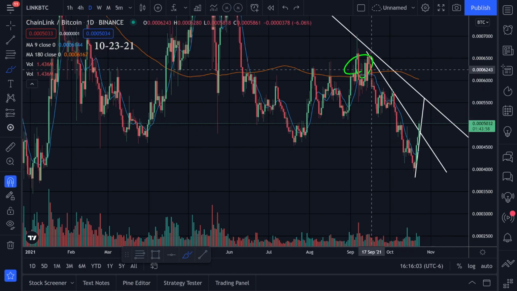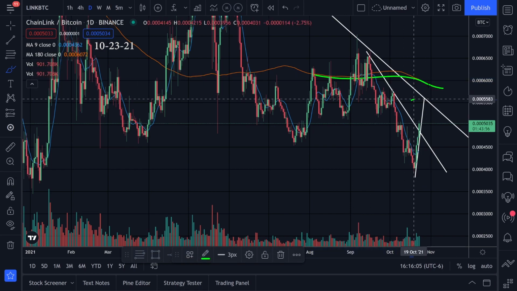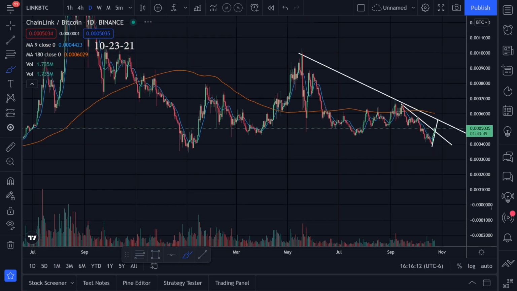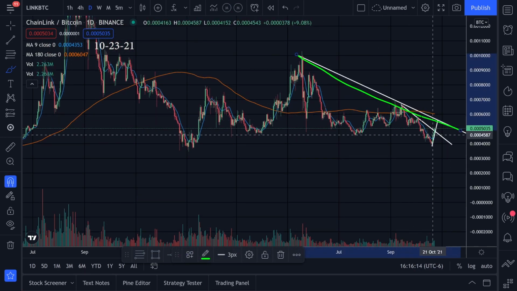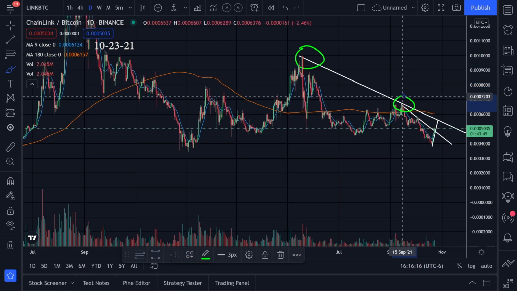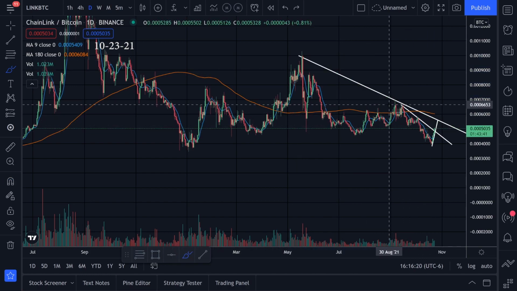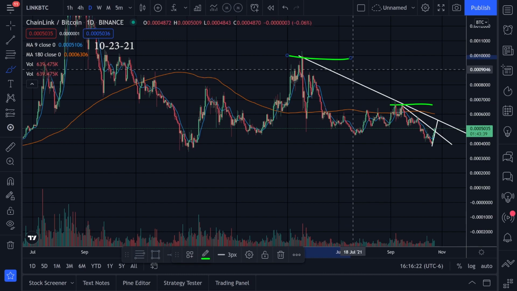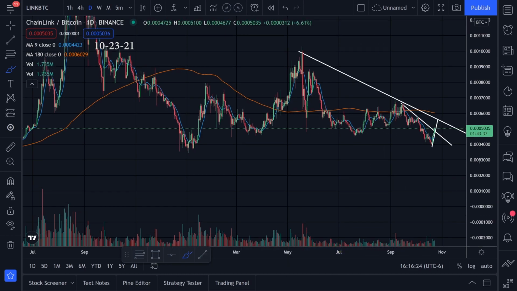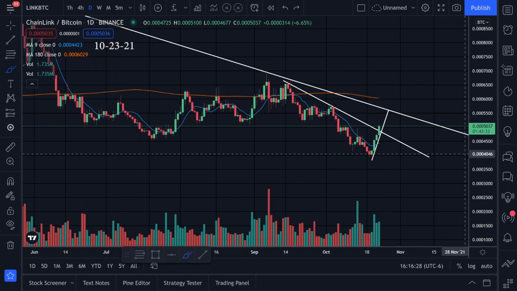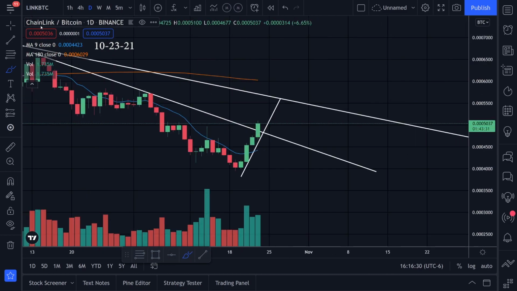So if we could break above this 180 moving average over here, that's going to be another good sign. And it kind of lines up with this bigger downtrend as well. So if we could break this resistance and this resistance's downtrend going down like that, I think then we're going to be wanting to target these levels up here. So I think one step at a time though, but it does look like we are in an uptrend compared to Bitcoin. So this is good for Chainlink in my opinion.